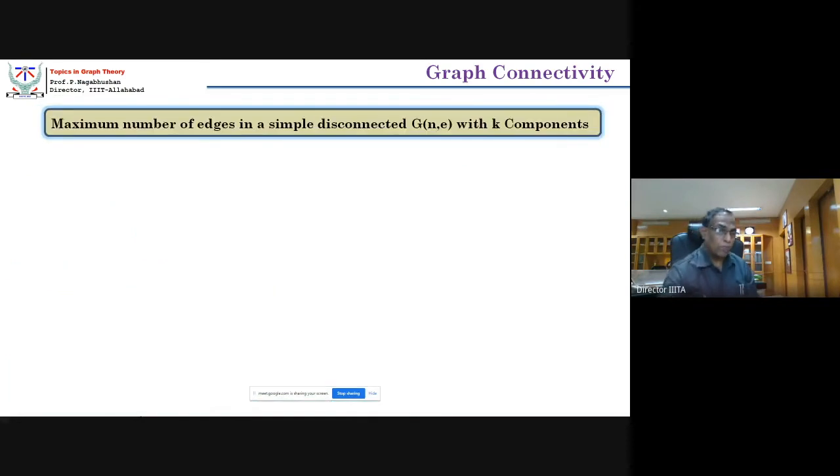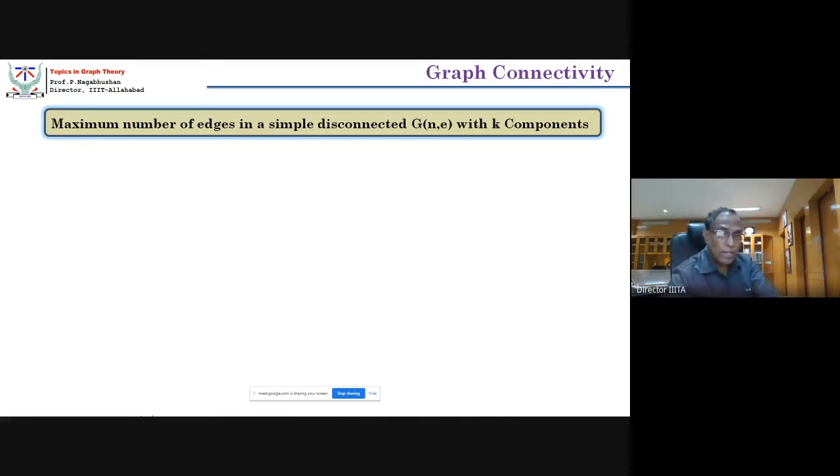Now, do you recall the maximum number of edges in a simple connected graph? We derived a formula: it must be half times n into n minus 1, where n is the total number of vertices. That is the maximum number of edges in a simple connected graph. Recall what a simple graph is: a graph that does not have parallel edges and does not have self loops. So it's also called a linear graph.